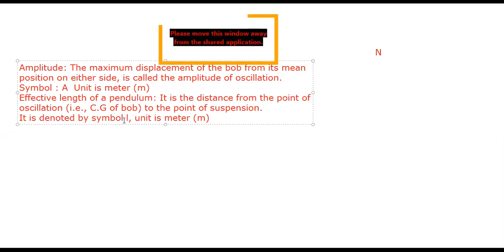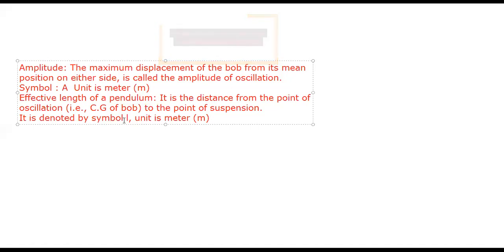I hope you have copied these two definitions, say yes, so that I will show you exactly what is amplitude and what is effective length of a pendulum. If you have copied this, please type yes. Sure. I will not show you this anymore. I will share another screen with you.